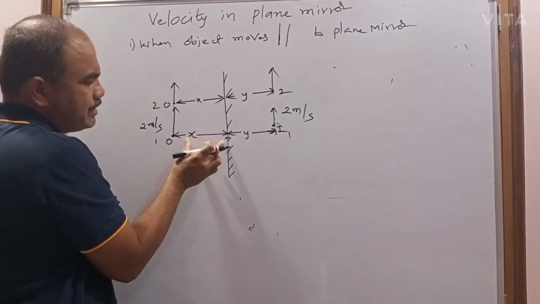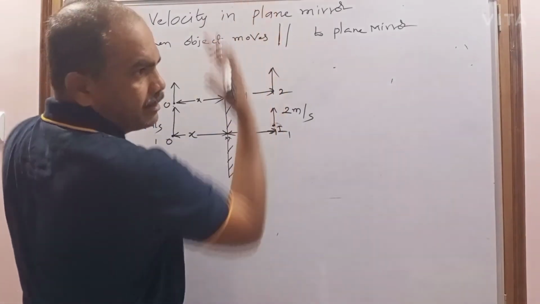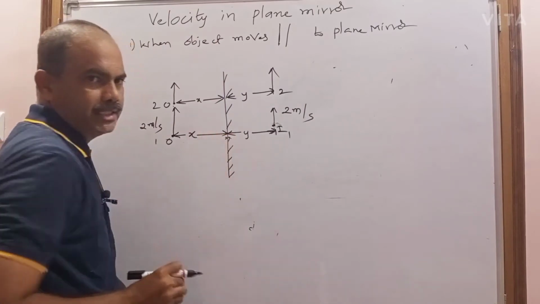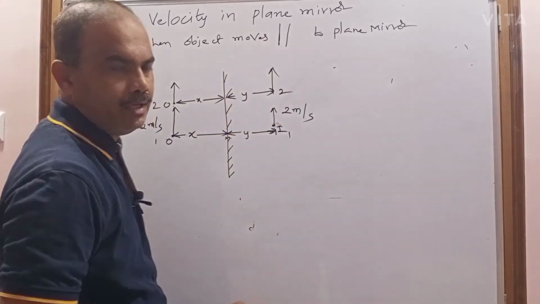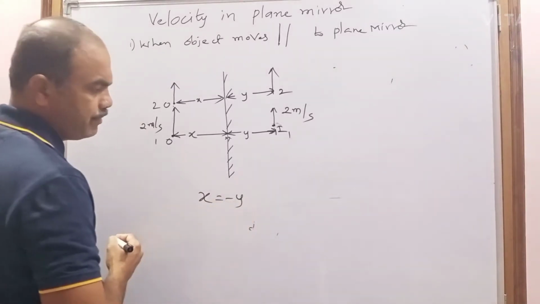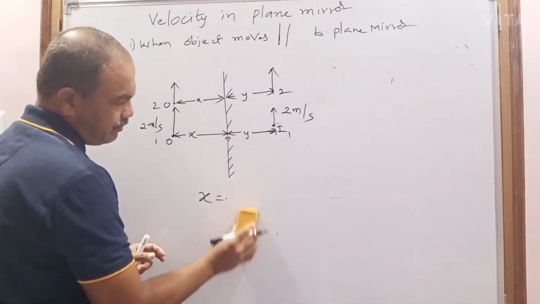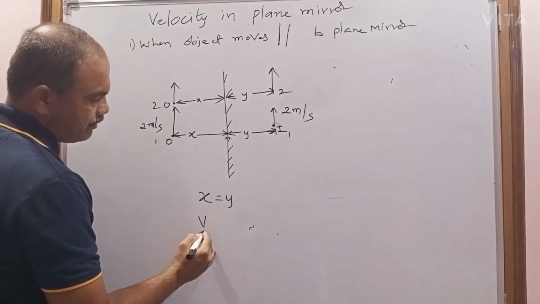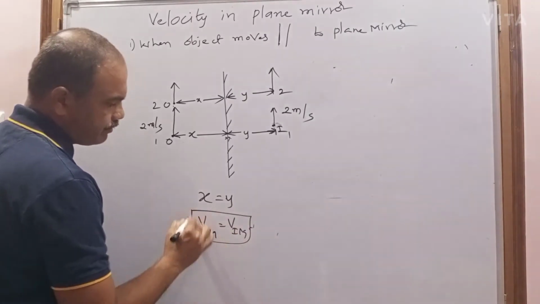Why? Here the distance of the object and the distance of the image do not change because they are moving parallel to the mirror. So there is no effect on the velocity when the object moves parallel to the mirror. Why? Because the displacement x equal to minus y... here you can't take minus. Why? Because both are moving in the same direction. X equals y, and the velocity of the object with respect to the mirror equals the velocity of the image with respect to the mirror. Both will be the same.